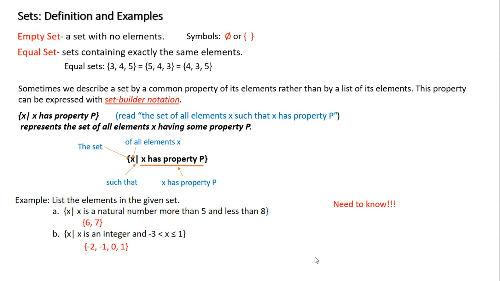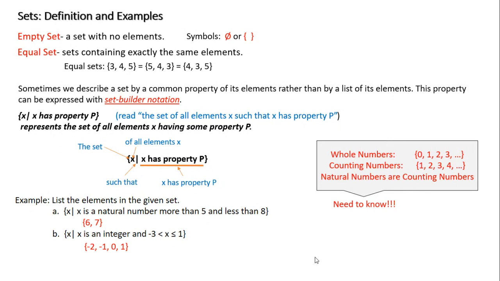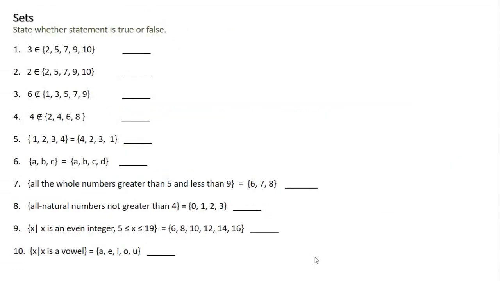He puts it on there: you'll get tested on this. He also has a review of the types of numbers. Whole numbers are 0, 1, 2, 3. The counting numbers are similar, except again you don't have any decimals, and the natural numbers are counting numbers. Again, you need to know this.